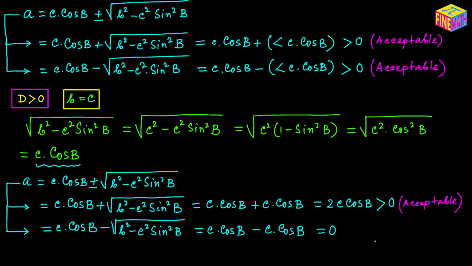The side length cannot be 0, so we are going to say this is not acceptable. So in this case we see that there is only one acceptable value of a. That means we have only one solution, and this was the situation when the point c was coincident on point b, for one of the situations which we could not take.